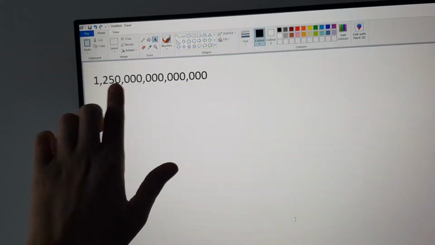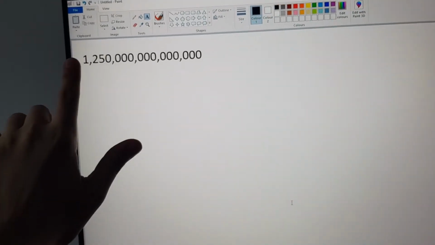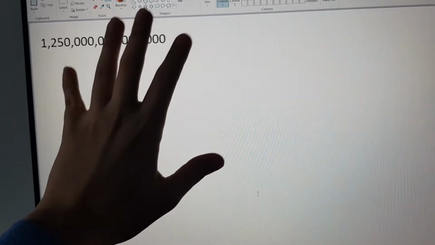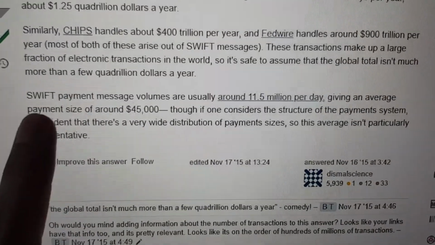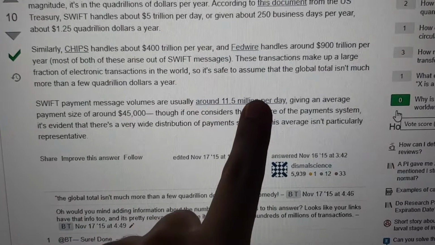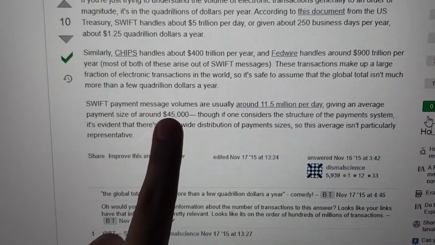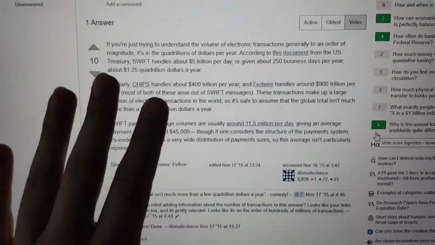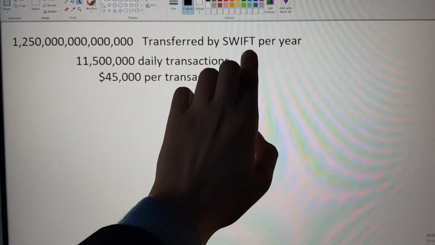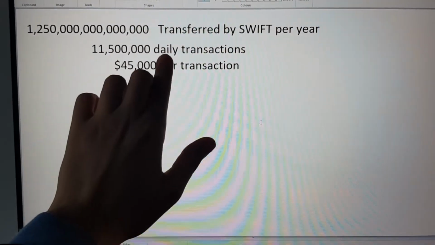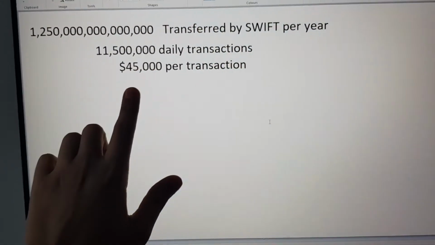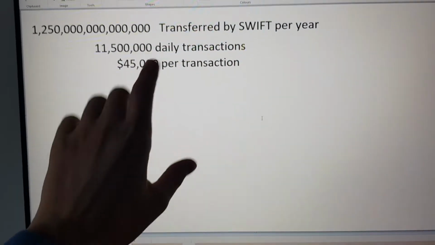Okay, so we have the amount of Swift transactions that were done in 2015, 1.25 quadrillion US dollar equivalents. Let me put up some more statistics. So the average amount of Swift payments per year, and remember, we're only looking at the Swift payments, are around 11.5 million per day, which give an average payment size of around 45,000. Let me put those two numbers down as well. Okay, so we've got our numbers by Swift. So 1.25 quadrillion transferred by Swift per year, 11.5 million daily transactions, $45,000 per transaction. I must say that's more than I thought, but I guess when the banks are transferring money between each other, we're talking about millions in each transfer.